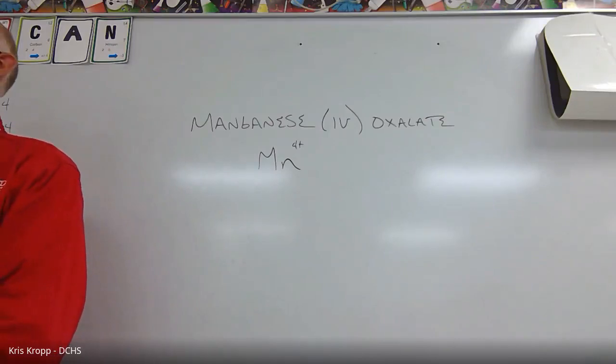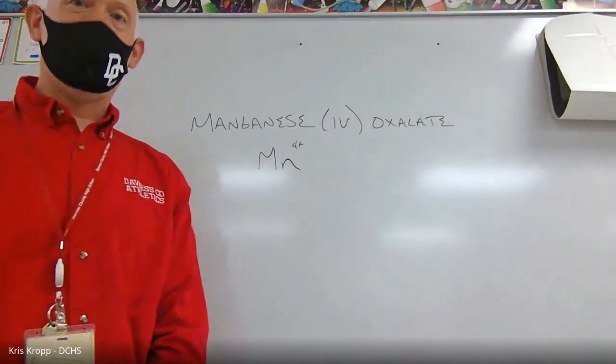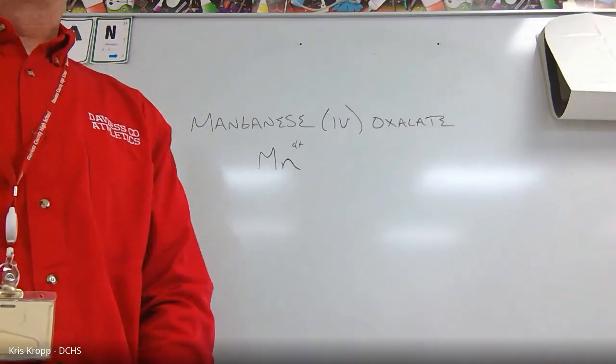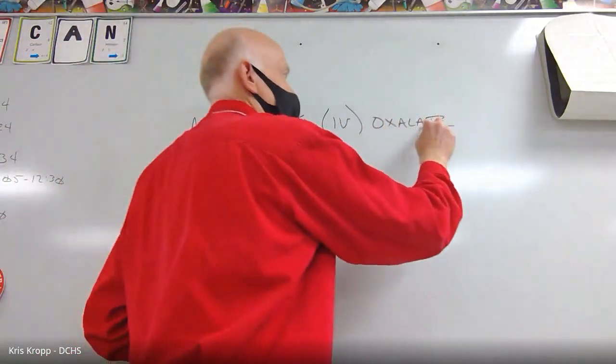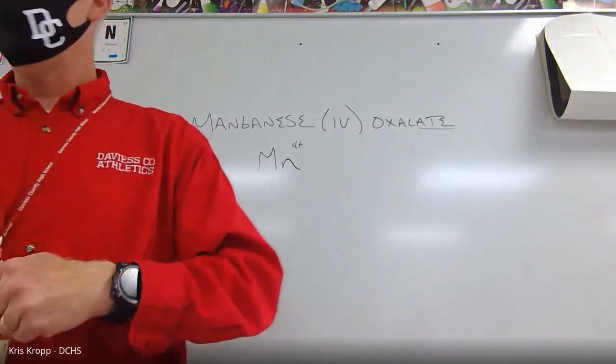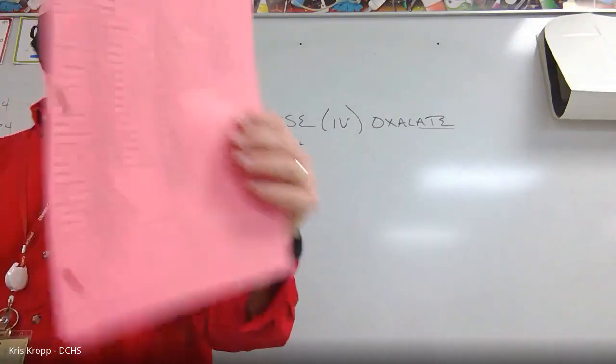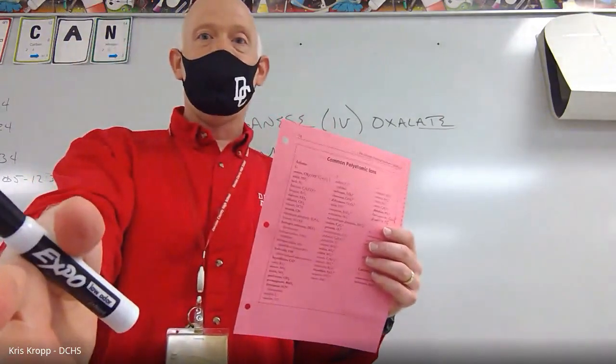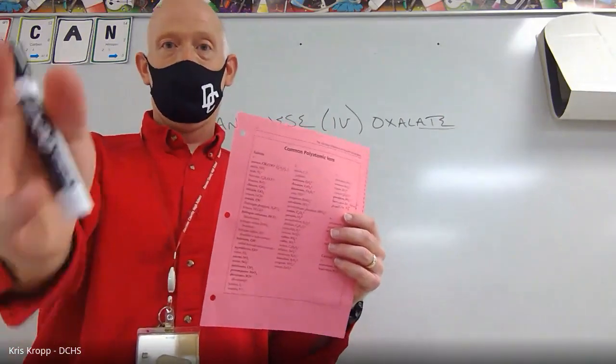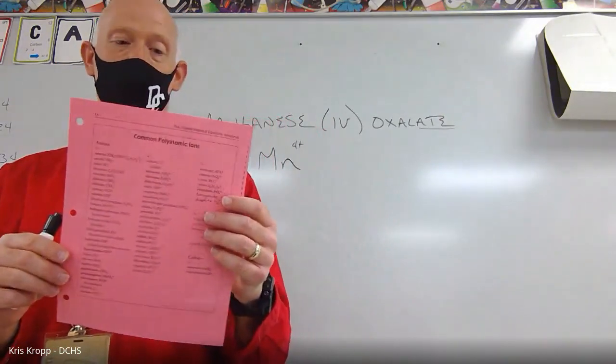Where am I going to look to find oxalate? On the pink paper. Yes. How do you know it's on the pink paper? Because it ends in -ate. Right on. Ends in -ate. That tells you immediately it's on the paper. Or for you guys, it's in the CK-12 book, in the section on polyatomic names and formulas.